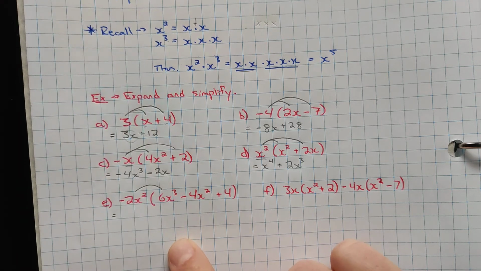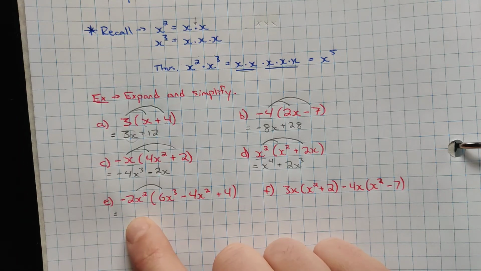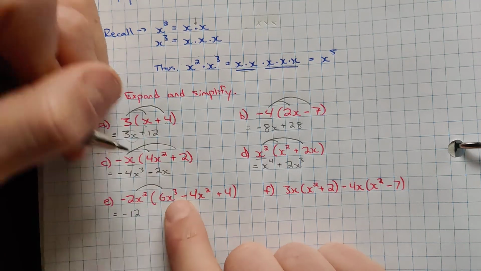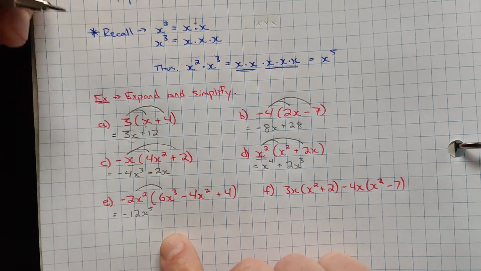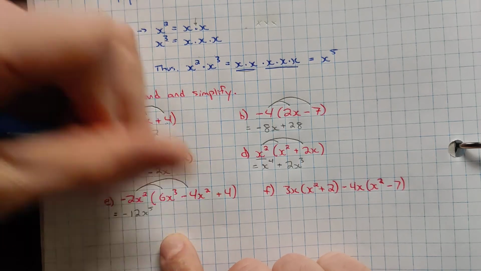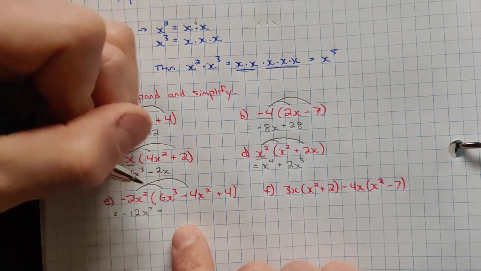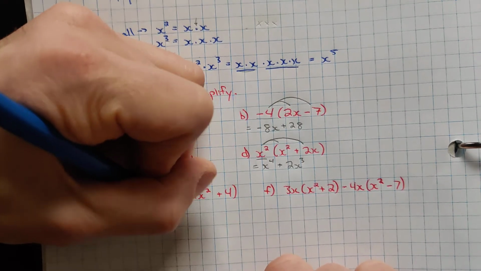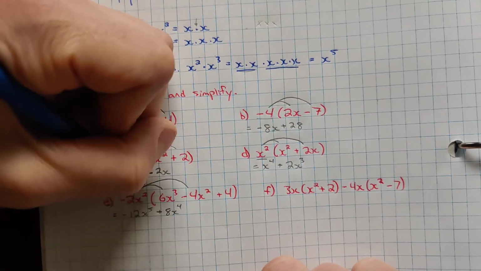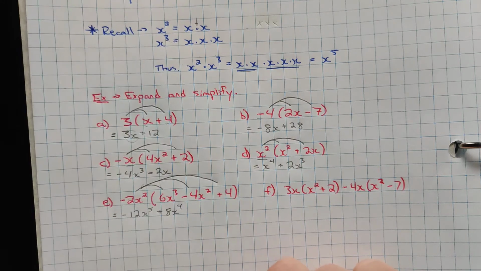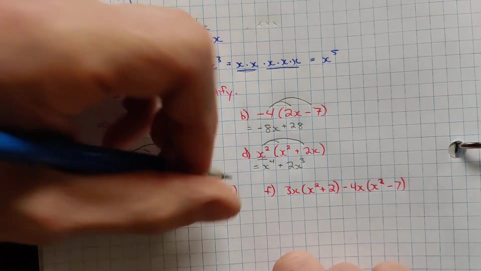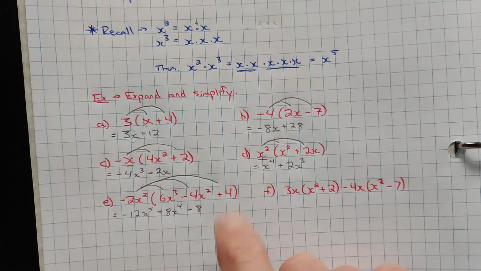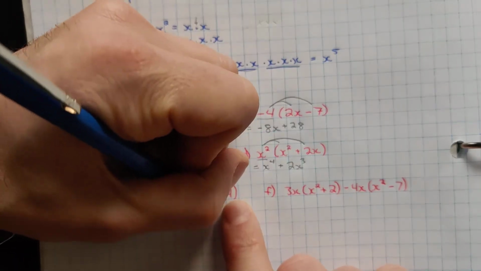In the next two, we're getting a little bit bigger, but is anything done differently here? We multiply the first term by negative 2x squared. We're going to get negative 12x to the 5. Then we multiply the next pair. 2 negatives make a positive. 2 times 4 is 8. X squared times x squared is x to the 4. Finally, we're multiplying negative 2x squared by 4. Negative and a positive make a negative. 2 times 4 is 8. And then we have the x squared remaining.